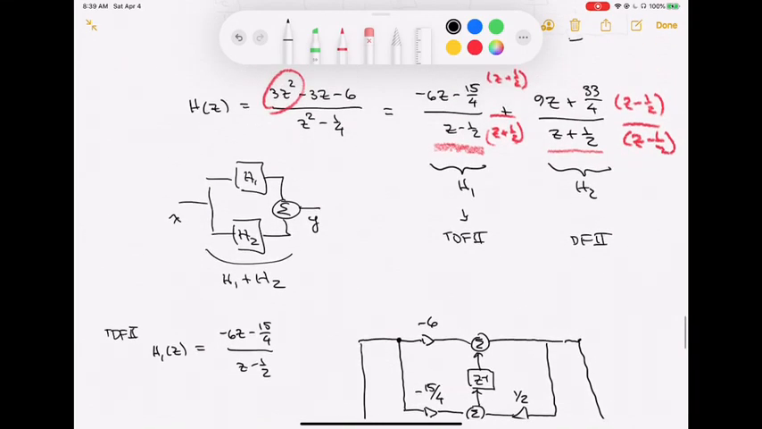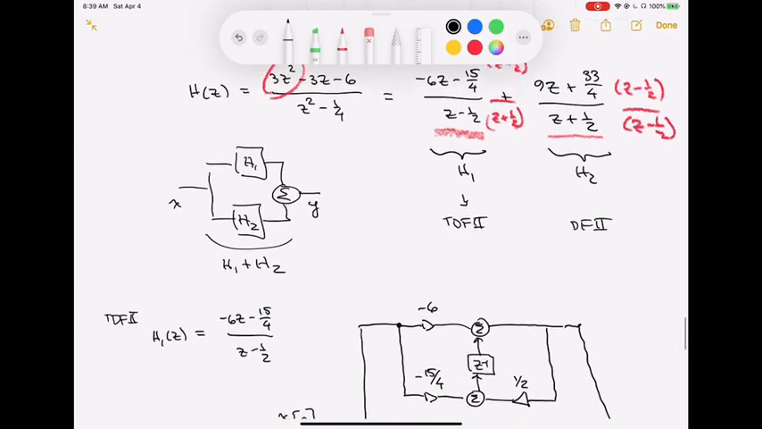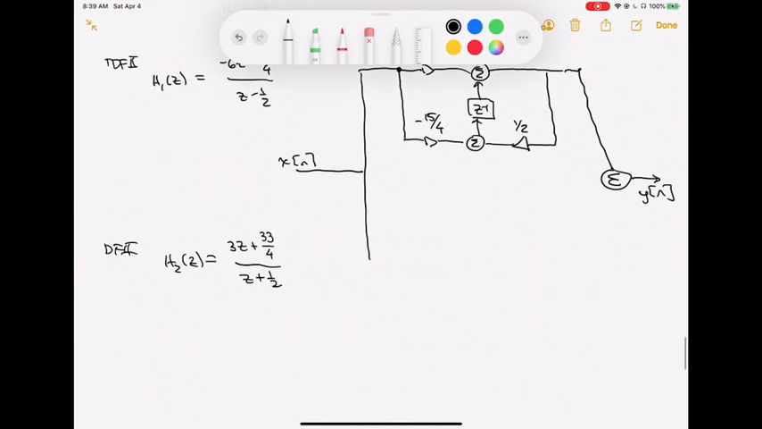That was supposed to be 9z plus 33/4, so I miscopied that. Let's go ahead and correct that as well. I'm going to get rid of that 3, and we're going to make that a 9, because it was 9z plus 33/4 over z plus 1/2. So the second structure in here, we said we were going to do as a direct form 2. That's going to do poles first, followed by zeros.